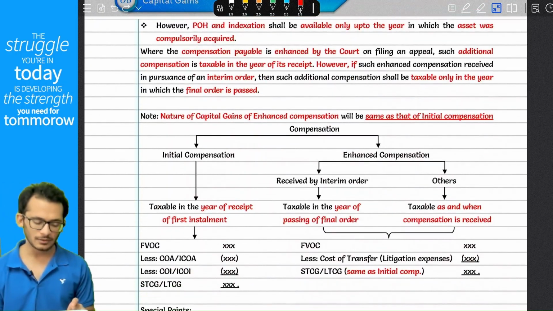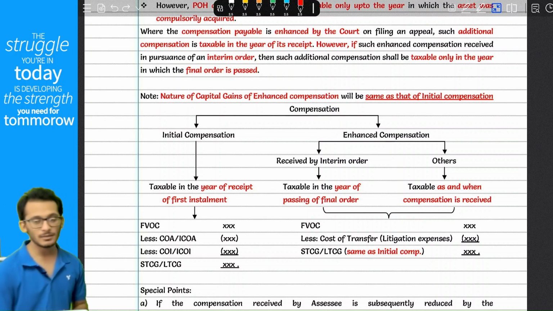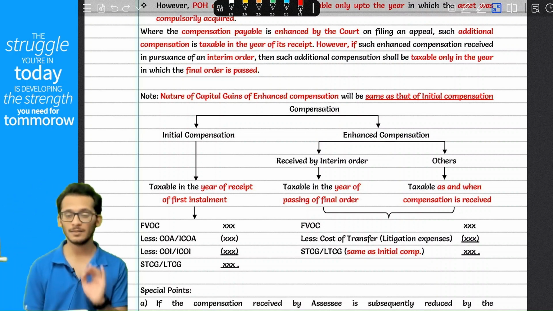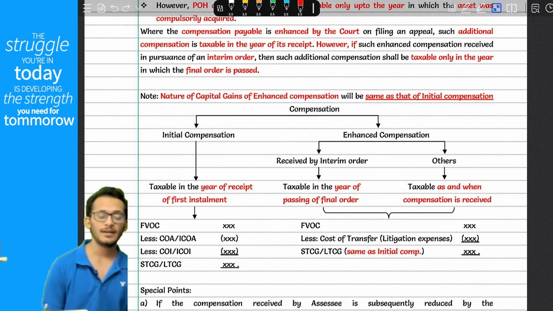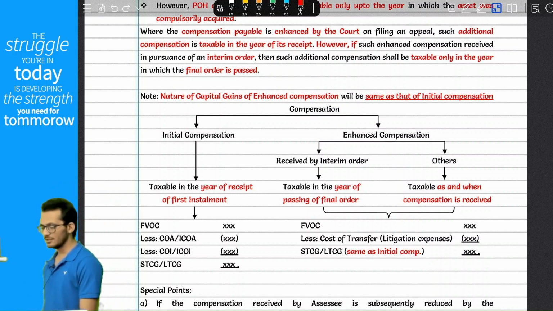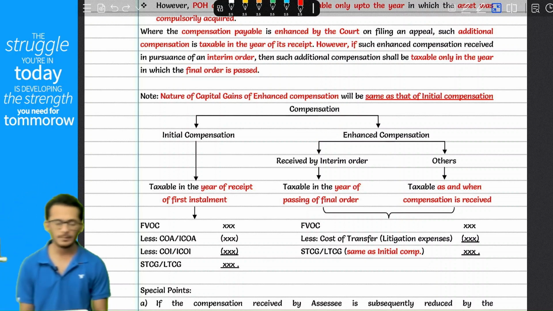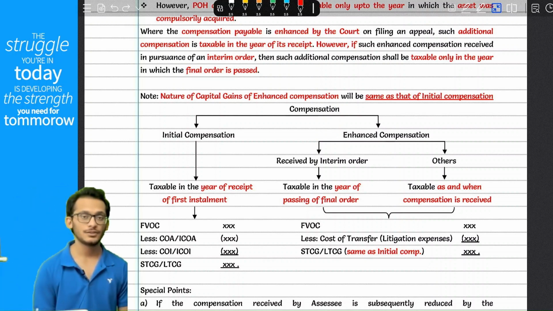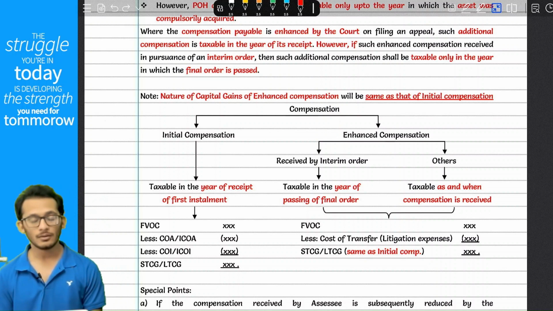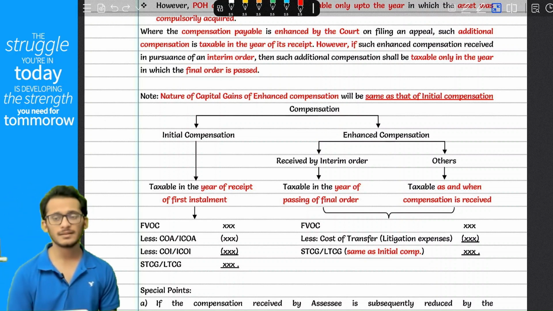However, if you are going to receive this compensation by way of an interim order, even though the money is received in an interim order, it will only be taxable in the year in which the final order is passed. For all enhanced compensations, whether it is actual or interim, it will be having the same nature of capital gains as your original compensation. The only challenge is here you will not have any cost of acquisitions. Apart from that, the nature will remain the same.